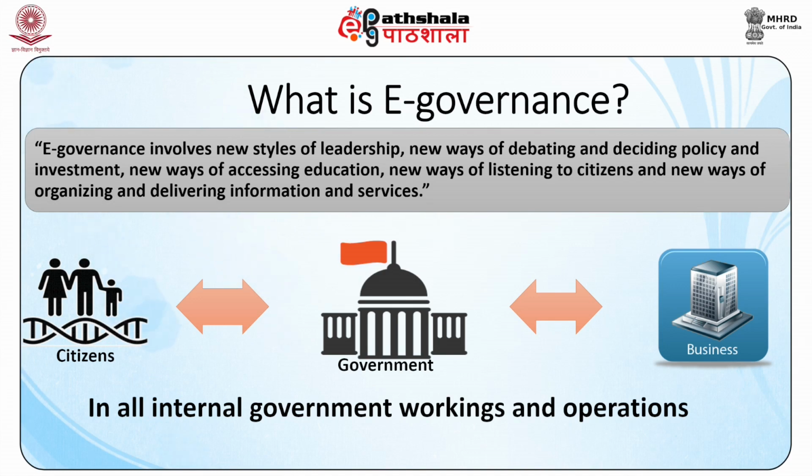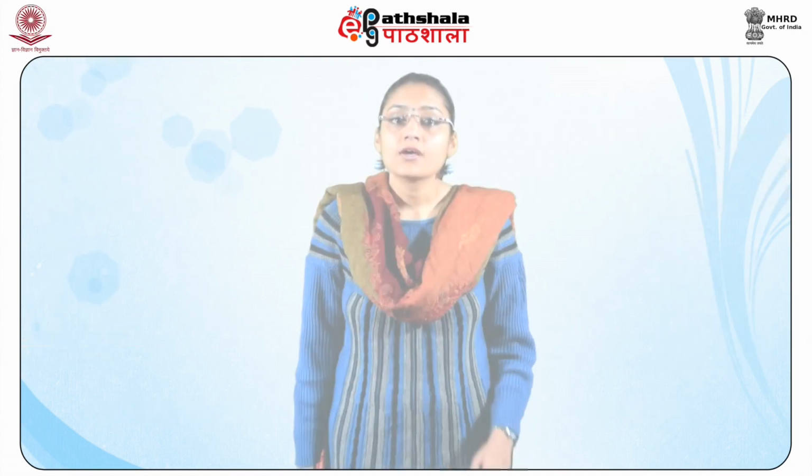E-governance is usage of electronic means while interacting between A. Government, that is G, and citizen, that is C, in both directions, G to C and C to G. B. Government and business in both directions, that is G to B and B to G, and finally C, in all internal government workings and operations.